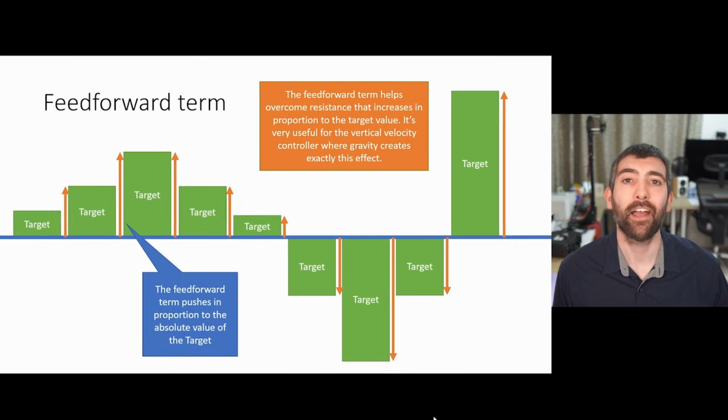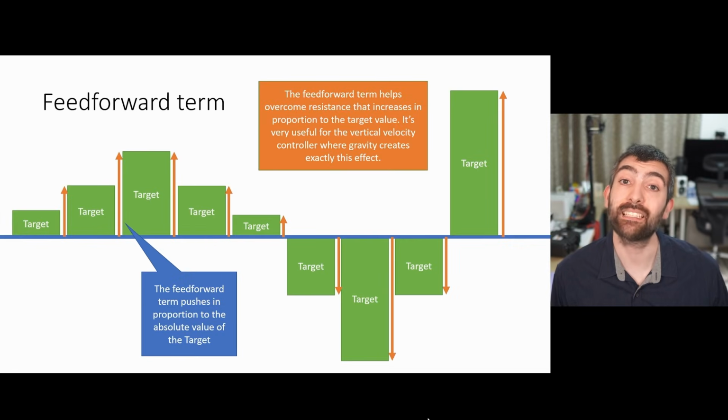The feedforward term in ArduPilot is another proportional term, but rather than looking at the PID error, the feedforward term looks at the target. The larger the value of the target, the harder the feedforward term pushes in the same direction as the target. This feedforward term helps to overcome resistance that increases in proportion to the target value.